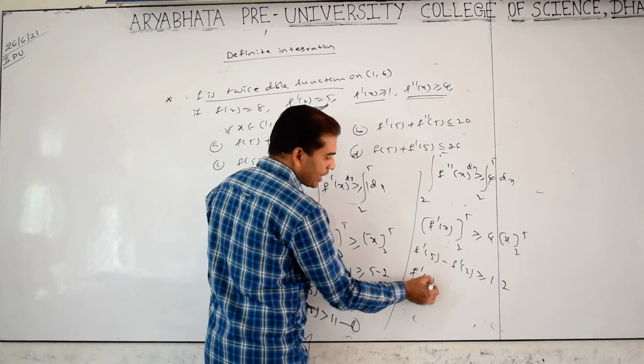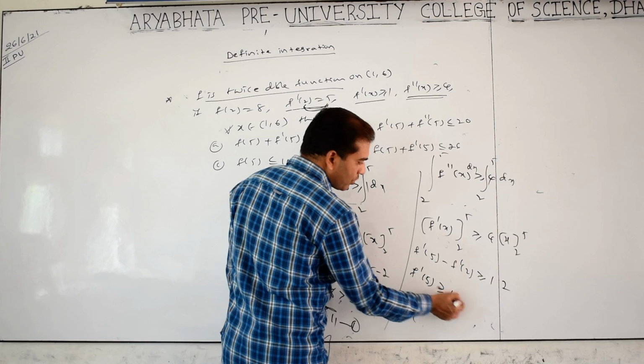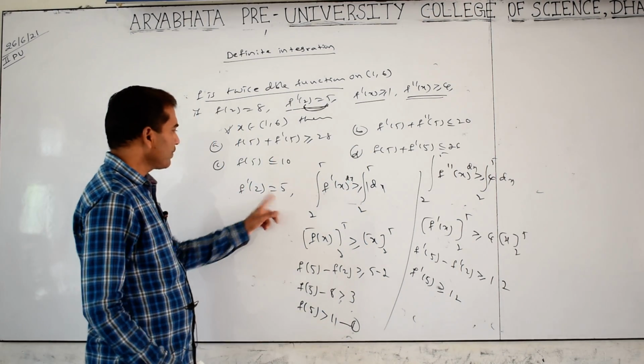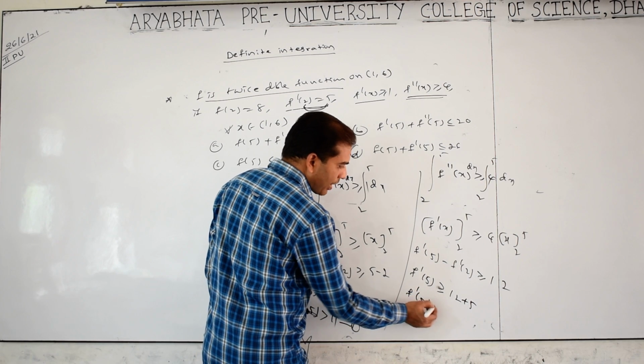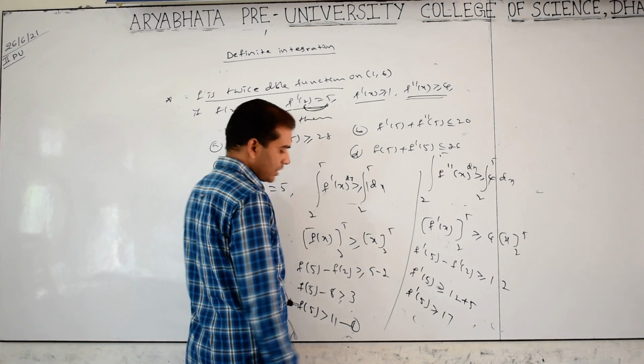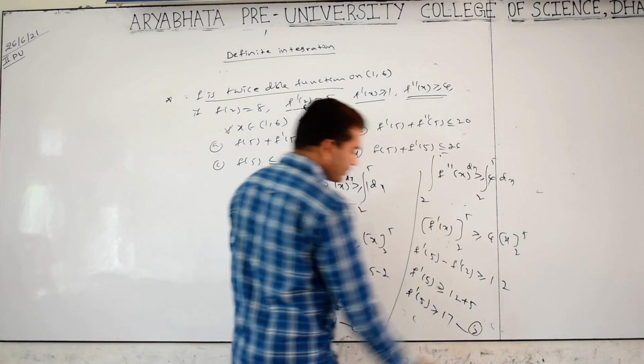f dash of 5 is greater than or equal to 12 plus f dash of 2, which is 5. Transpose that side: 12 plus 5, 17. So f dash of 5 is greater than or equal to 17. This is the second equation.